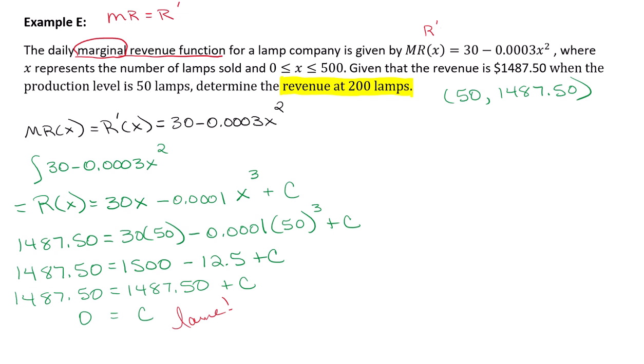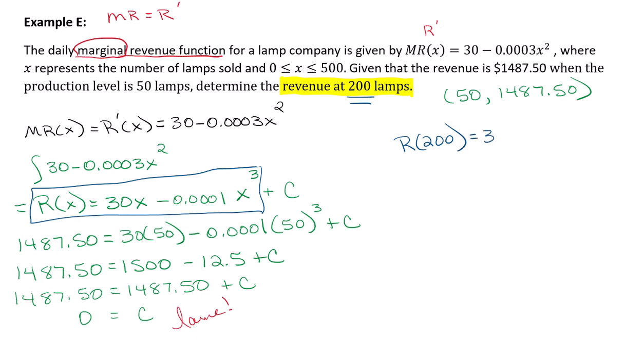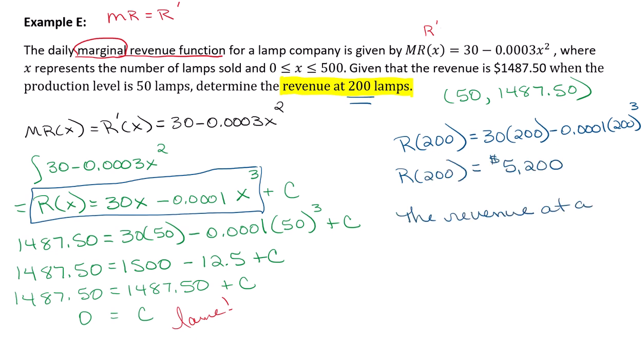But with that lame example, we know that this then is our revenue function because C equals 0. And we want to know what the revenue is at 200 lamps. So let's find it. Revenue at 200 would be 30 times 200 minus 0.0001 times 200 cubed. So we've determined that the revenue at a production level of 200 lamps is $5,200.